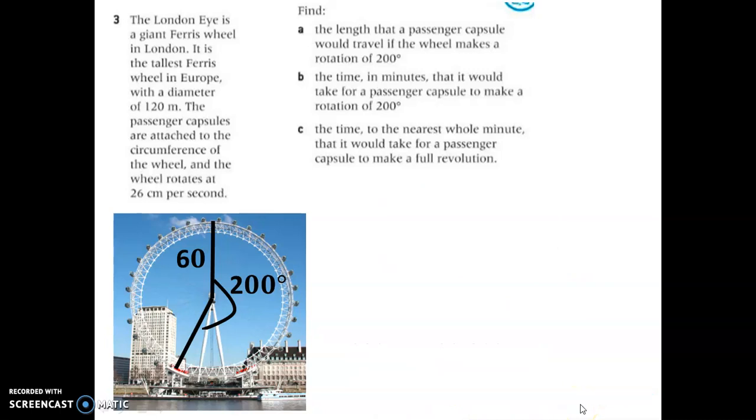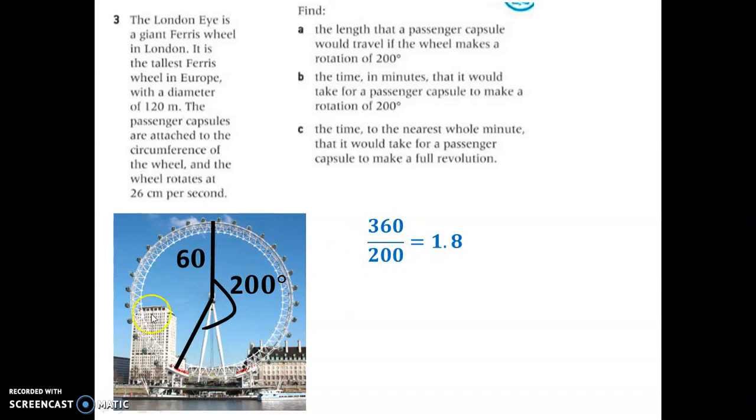Now looking at part C, we want to know the time it would take for the capsule to do the full rotation or full revolution. So not just this 200, which we just found out takes 13 minutes. How long will it take to go the whole way around?